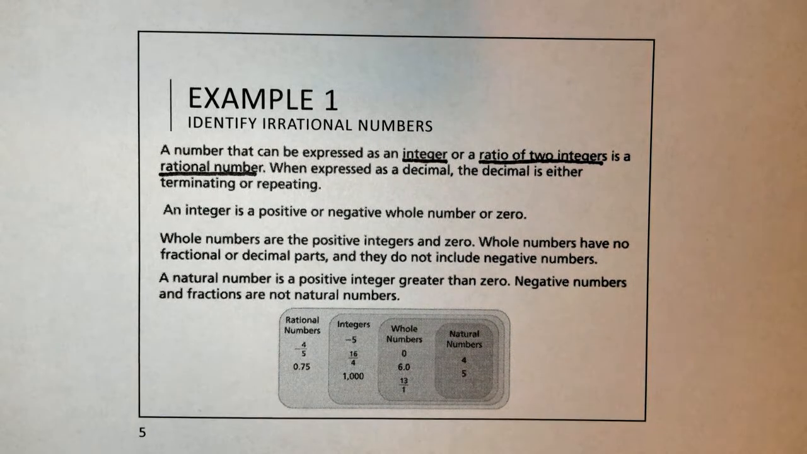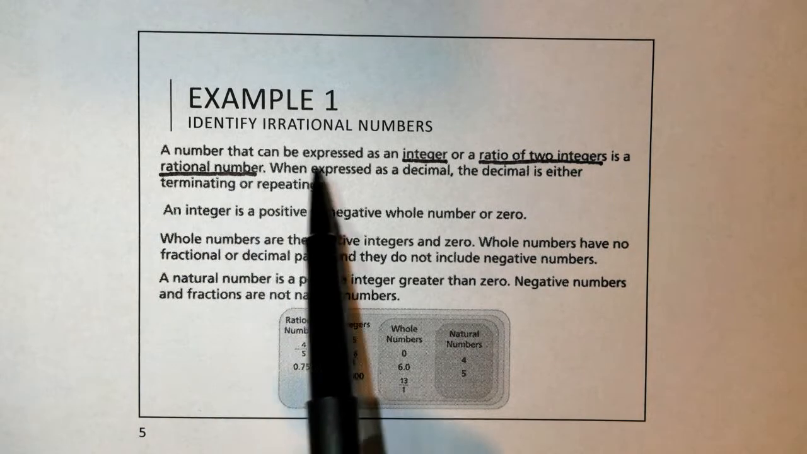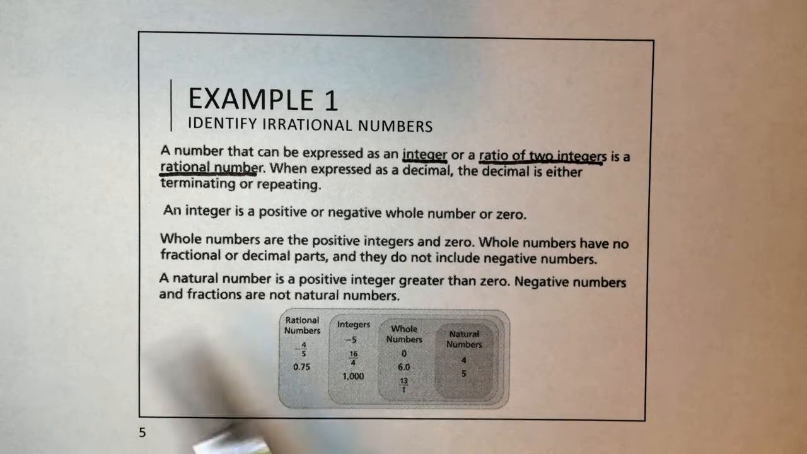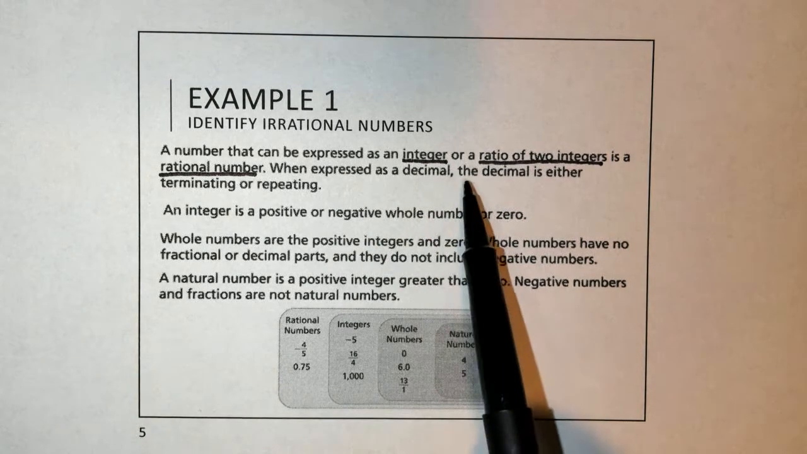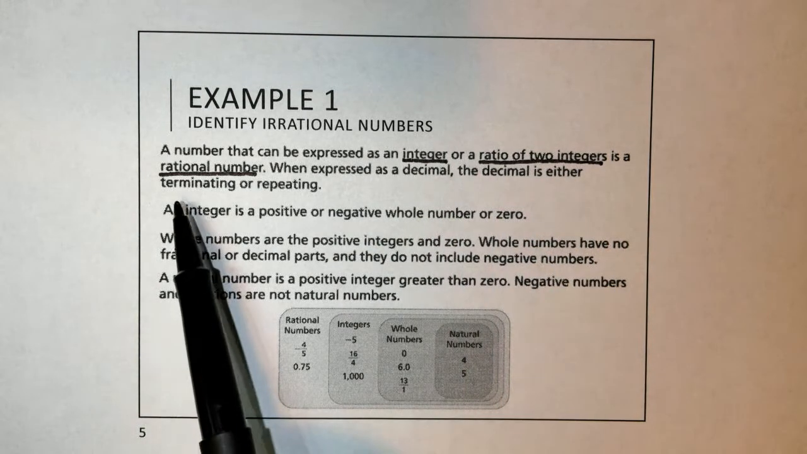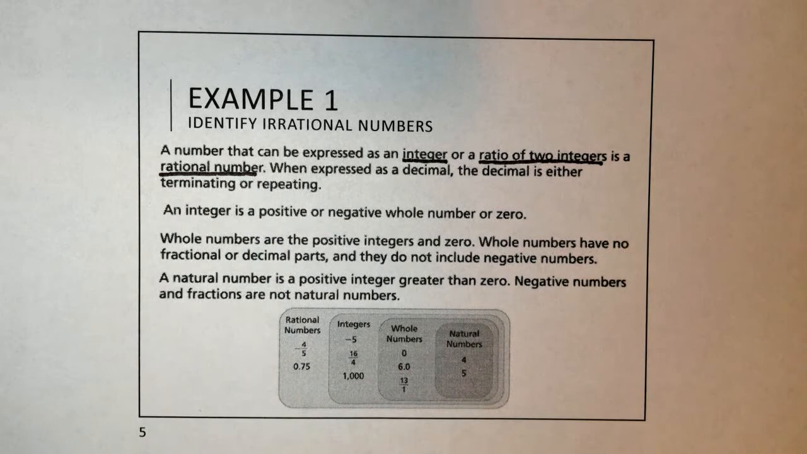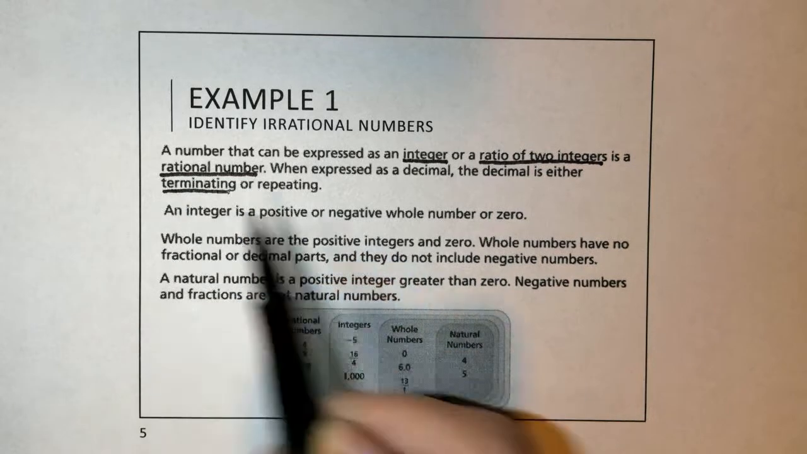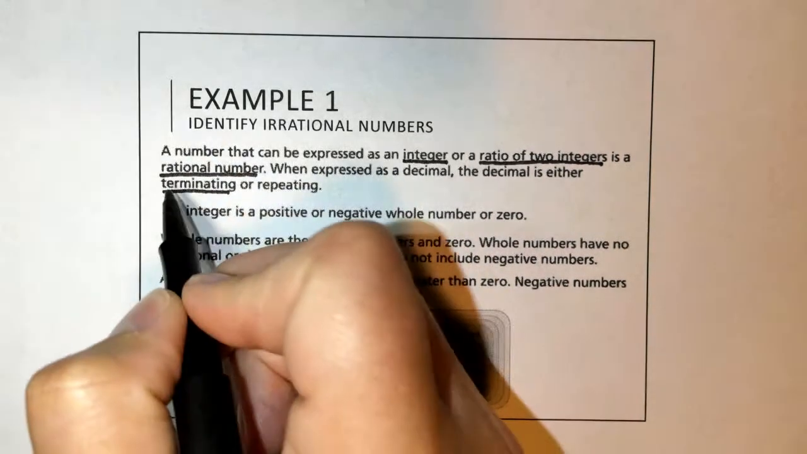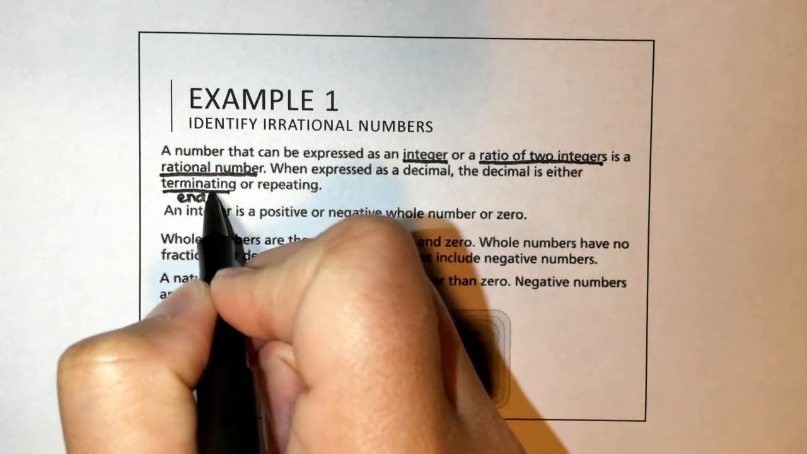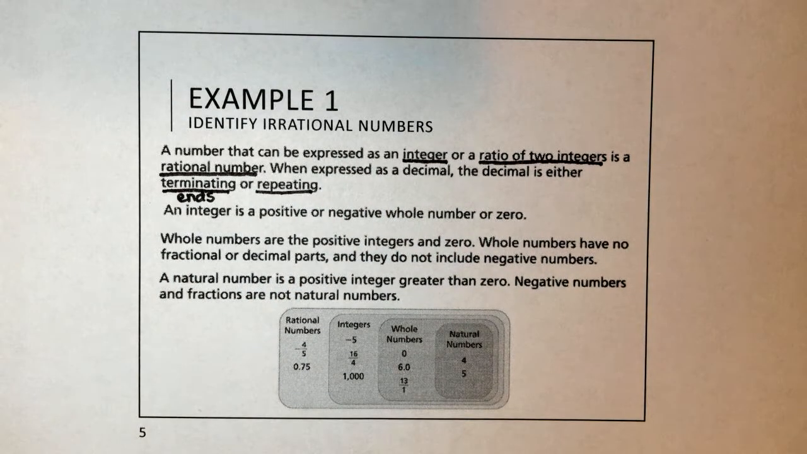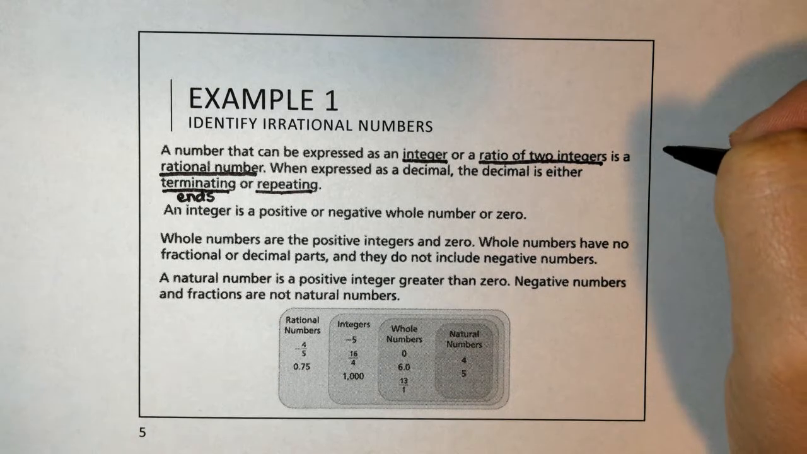Again, a number that can be expressed as an integer or a ratio of two integers is a rational number. When expressed as a decimal, the decimal is either terminating or repeating. With a rational number, it's really important to remember that the decimal form terminates, so that means it ends, or it repeats. It keeps on going forever and ever, but there's a pattern there.